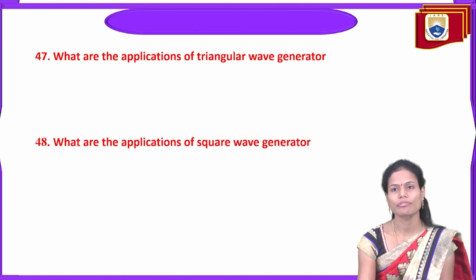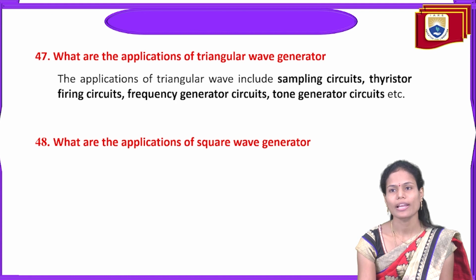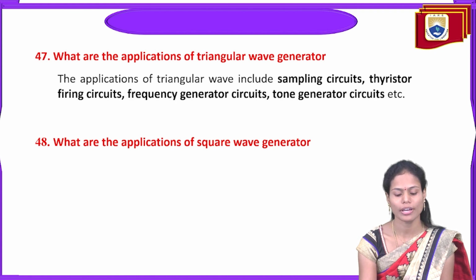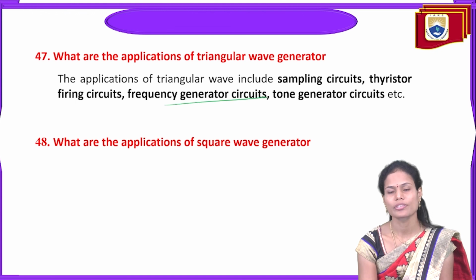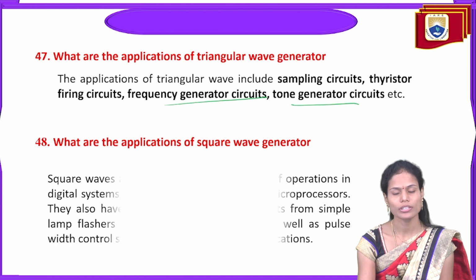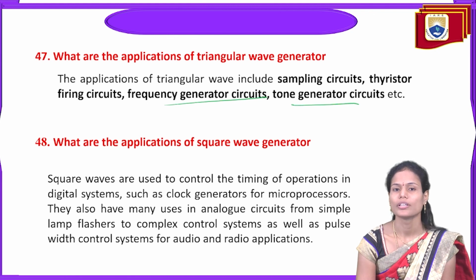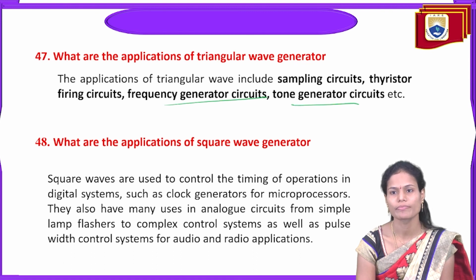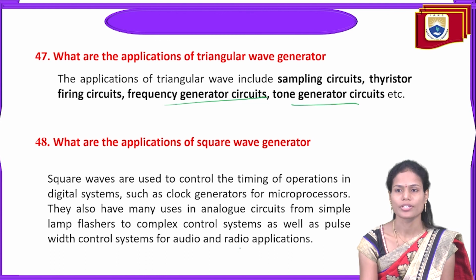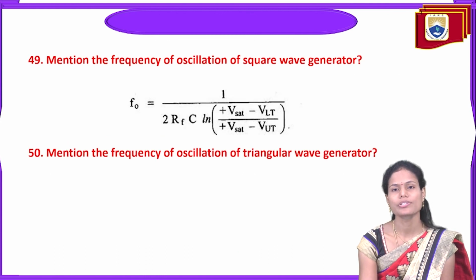And next, what are the applications of triangular wave generator? So these can be utilized for sampling circuits and thyristor firing circuits, for frequency generation, and for tone generation circuits we can utilize this. And next, what are the applications of square wave generator? So the square wave generator, in most of the cases, is used to provide the timing signals for different processors and controllers, and in audio and radio applications, and in most of the cases we will utilize the square wave generator.